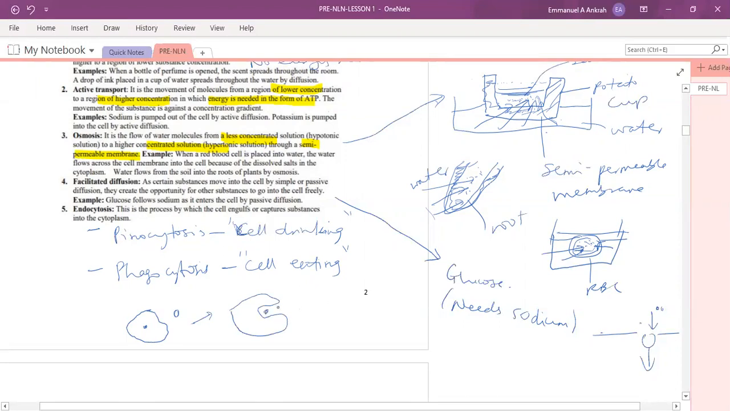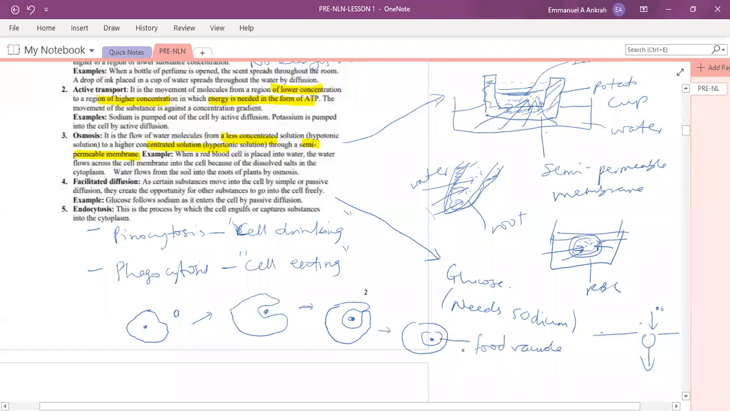And then this will fuse to capture the food substance. And eventually this will become what we call a food vacuole. Okay, so this is endocytosis. It captures the substance and takes it into the cell. If this is a liquid, then it's pinocytosis. If it's a solid, then it becomes phagocytosis. So this is how the food vacuole is formed. So this is a vacuole. This is how it's formed.